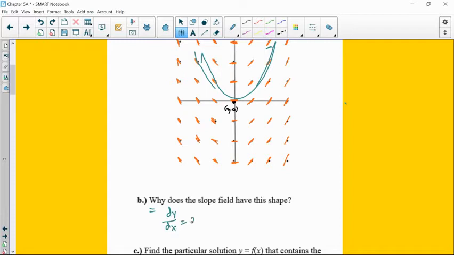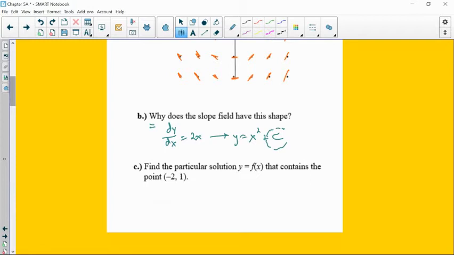If your differential equation is 2x, you could work backwards. Someone's function, who could it be that has that derivative? Oh, your function could have been x squared plus some constant. And so this really illustrates a whole family of functions that would satisfy that differential equation. And as soon as you know something about the graph, you could actually solve for C. And that's what it talks about for finding the particular solution.